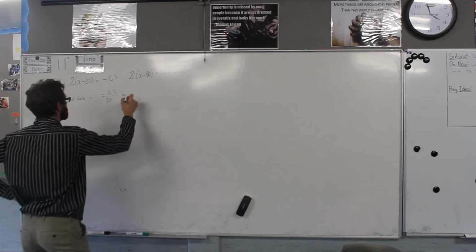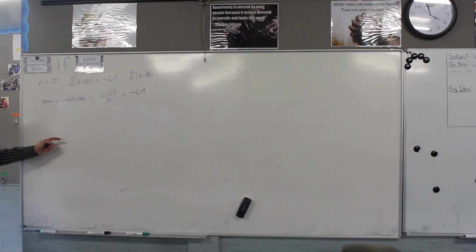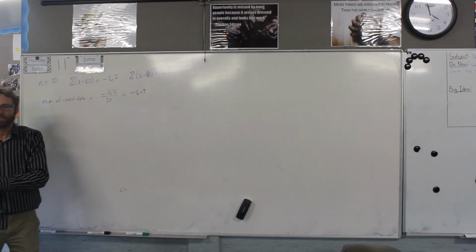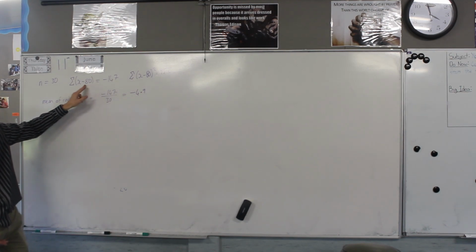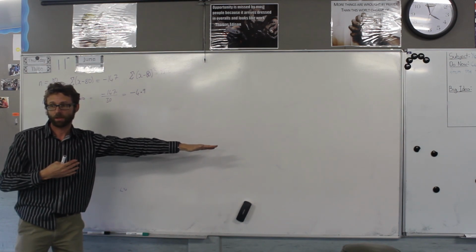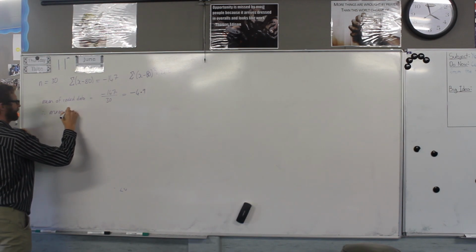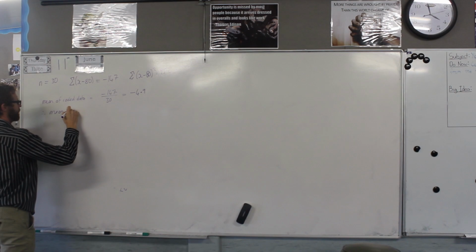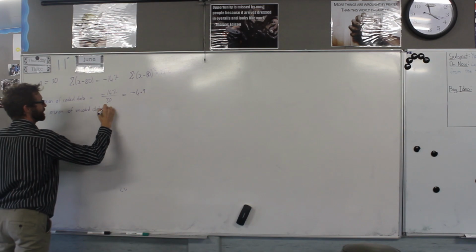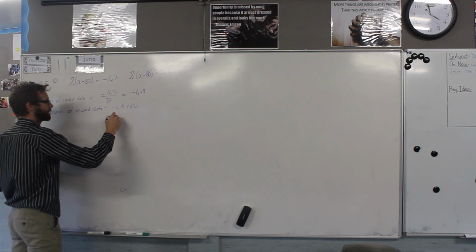Negative 4.9? Yeah. Now, what do we know about coded data? The mean has just been shifted. To get here, we've shifted it minus 80. So to get back to the original mean, we just need to add 80. Therefore, mean of uncoded data is equal to minus 4.9 plus 80, which gives us 75.1.